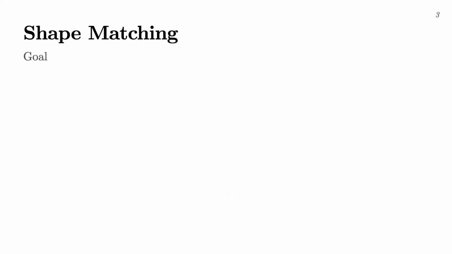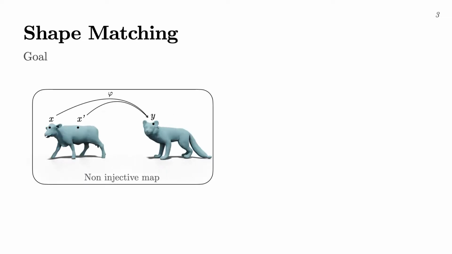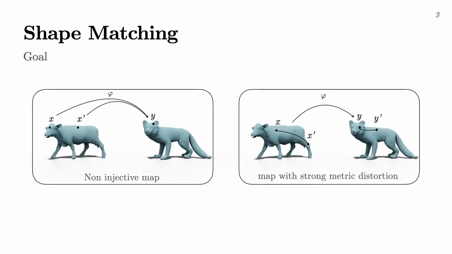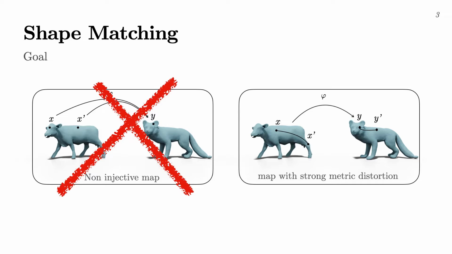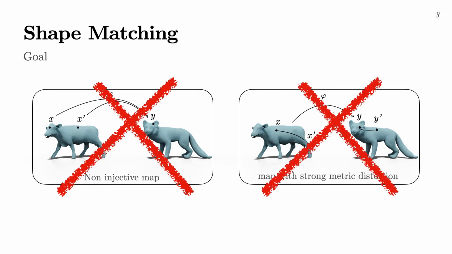There are many candidates, such as this non-injective map or this map with strong metric distortion. You see that the distance between this pair of points gets reduced by the map. Well, we want to compute natural maps. In other words, maps with desirable properties such as bijectivity, so not the first map, and isometry, so not the second map either. We need a way to compute maps while enforcing these desirable properties.